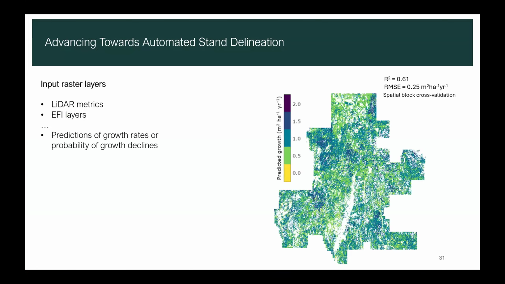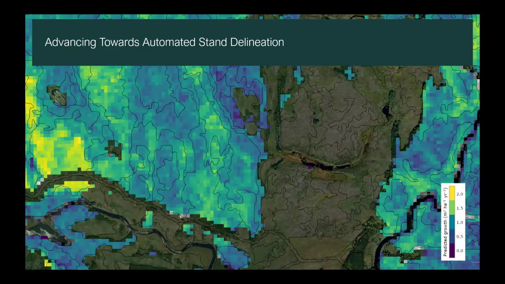Simply that we can basically use any raster layer as an input, be it the metrics or the EFI layers. And why not use our predictions of growth rates or the probability of growth declines, if we succeed in mapping it over a sufficient spatial extent? So I come back with this product, for instance, of the predicted growth rate over a 5 or 10 year period. This is the same area in Romeo Mallet for which we have done the prediction.